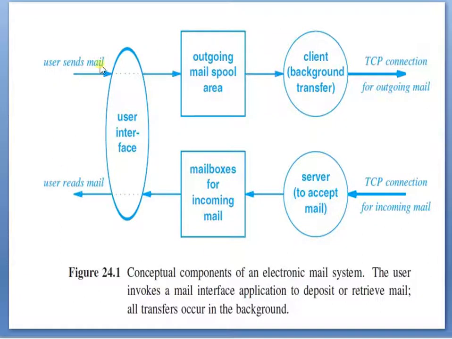This gives a brief overview of a conceptual component of an email system. The user will be sending an email, so it will be coming to the outgoing mail spool area. From the outgoing mail spool area, it will be sent to the client. So the client will be storing the email temporarily, and it communicates with the server. The client actually establishes the TCP connection to the server, and it forwards the email to the server. When the server receives the email, it is forwarded to the mailbox of the respective individual, and the individual can read the email by logging into the respective mailbox.